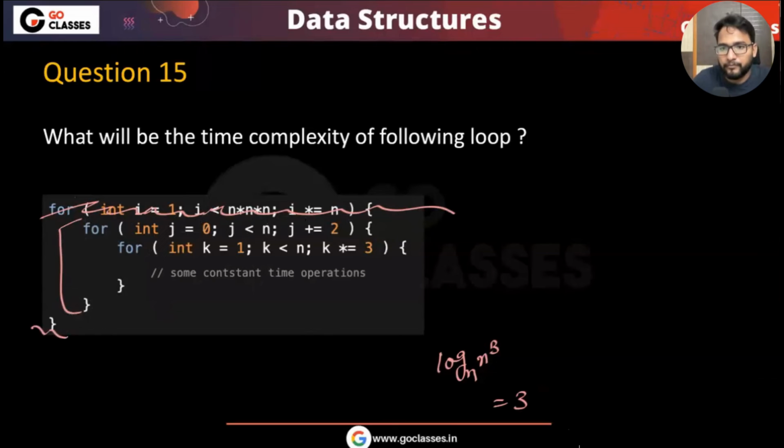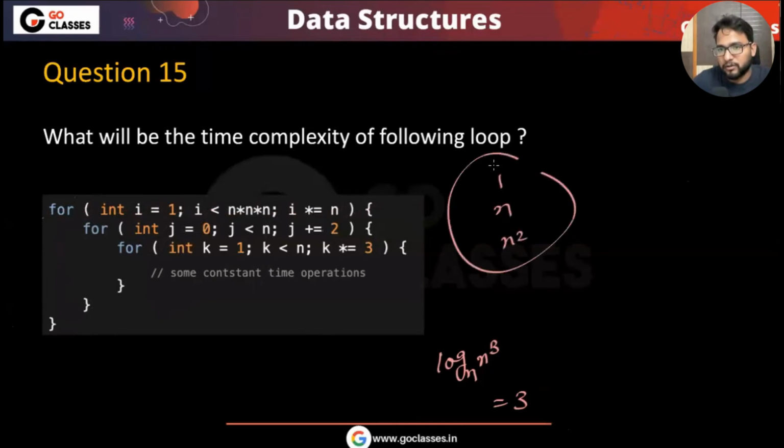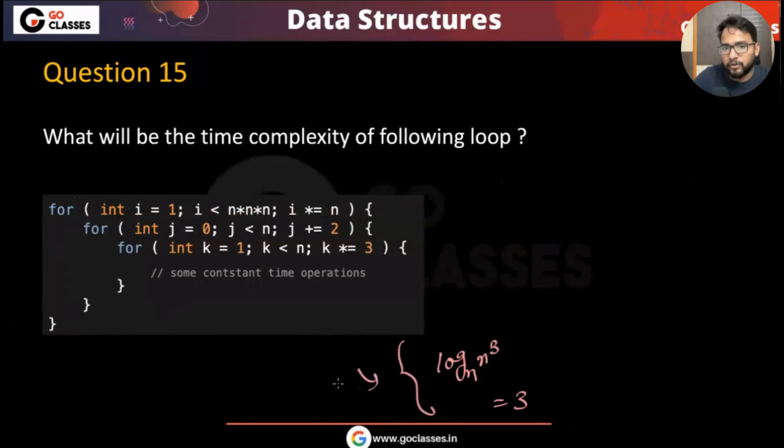Okay. So let's just solve for this inner loop, because the outer loop is just 3 times. i equal to 1, i equal to n, i equal to n square. That's all. That's the outer loop. So let's not worry about the outer loop. So this is the outer loop story. Cool. Now let's do this.